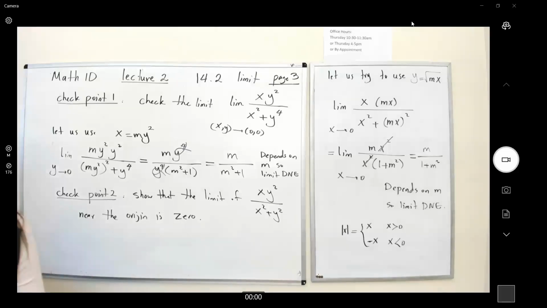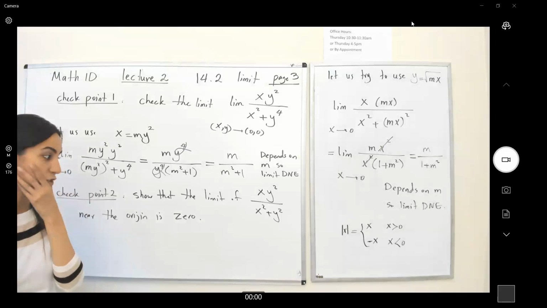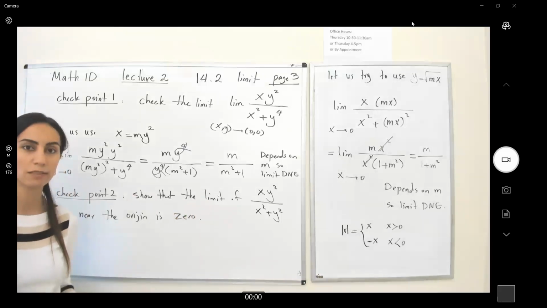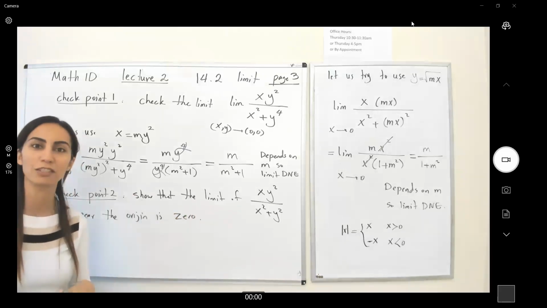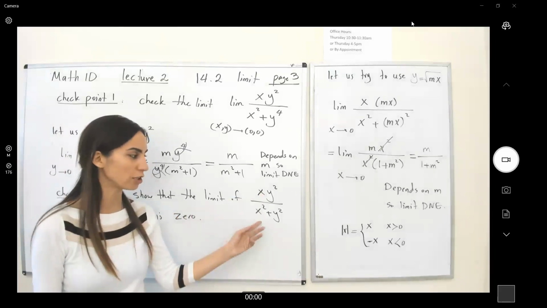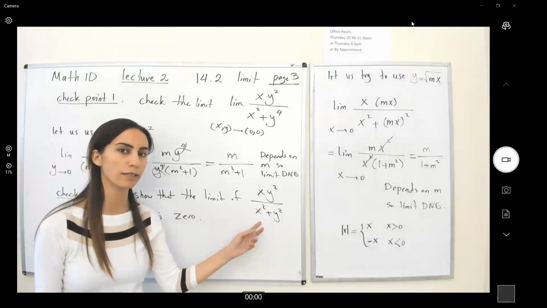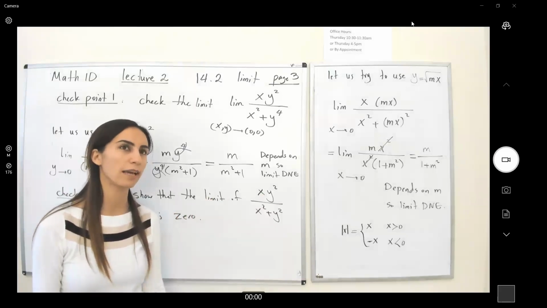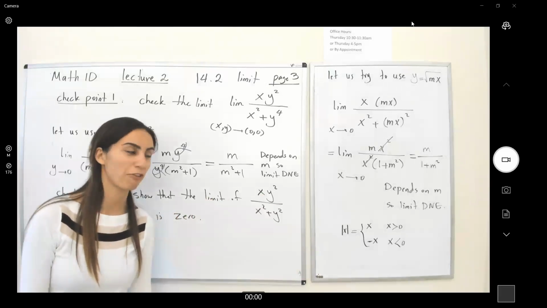Very well. So checkpoint 2. Let us check to see if the limit of this function exists, and if it exists, let's show that it is equal to 0. I'm looking at the function itself. On the denominator, I see x squared plus y squared. So I quickly say, hey, let us use parametric functions.